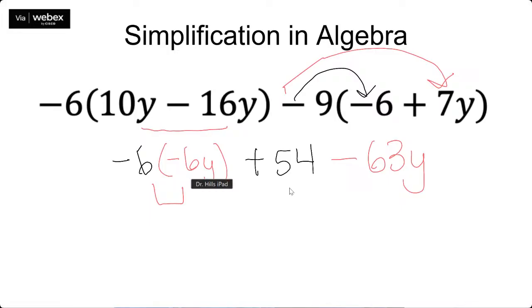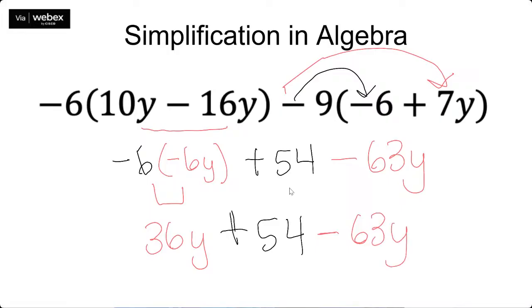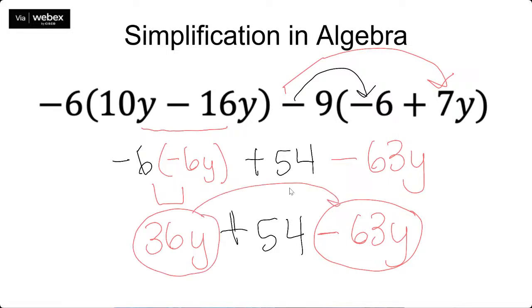We have negative 6 times negative 6y. A negative times a negative is a positive because two negative people are going to get along complaining about the same thing. So we're going to get a 36y. Bring down everything else to make it simple. Plus 54 minus 63y. Now we still have some simplifying to do because I have a y here and a y here that I need to bring together.